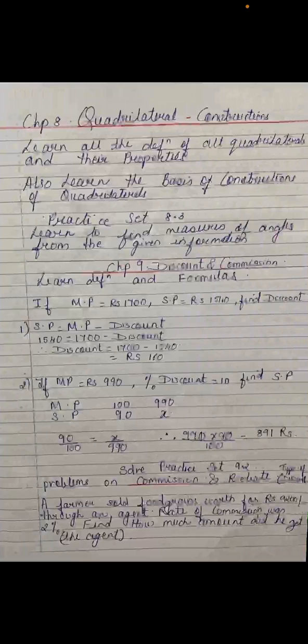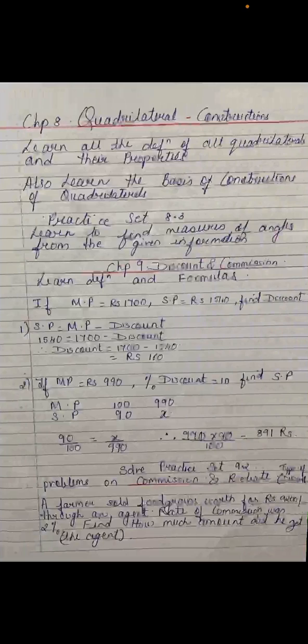Now, chapter number 9, Discount and Commission. Again here, learn the definition of discount, commission, rebate. Now, let's solve some problems. If MP, that is marked price, is equal to 1700, SP is equal to 1540, find discount. So, SP is equal to MP minus discount. So, 1540 is equal to 1700 minus discount. So, discount is equal to 1700 minus 1540, that is 160 rupees.